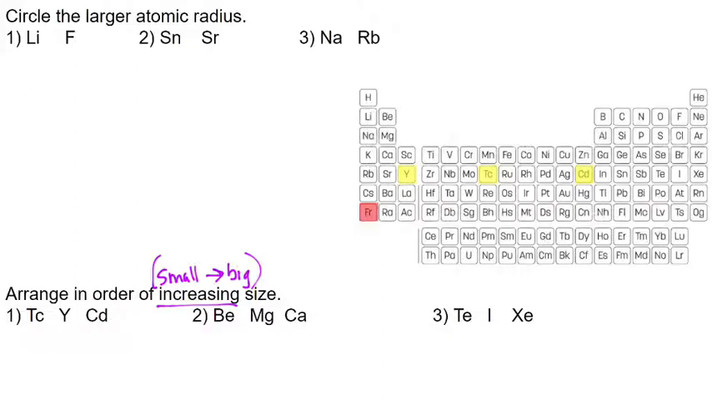So if we're looking at our three elements here, if we want to start at the smallest one, that's going to be the one that is farthest away from francium. And then we're going to write them in the order, getting larger, getting closer and closer to francium. So that means we're going to be starting with Cd, and then Tc, and then Y. That's all there is to it.